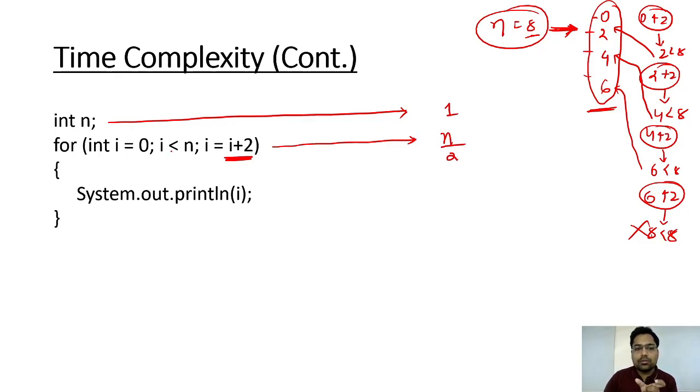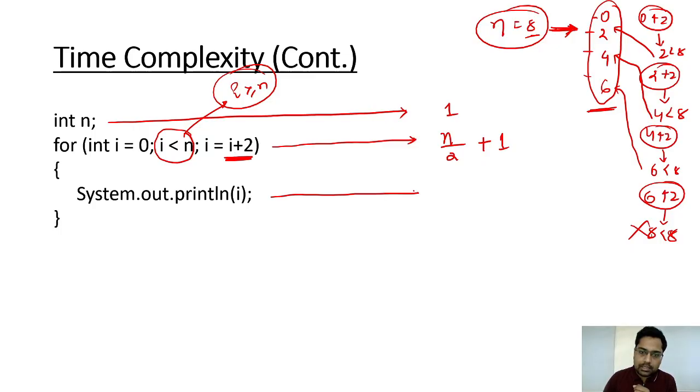And to stop this loop, like we have already studied, if i value is equal to or greater than n, then it will stop. So for the stopping we are writing plus 1. Then, though it is inside the loop, you have to write n by 2.